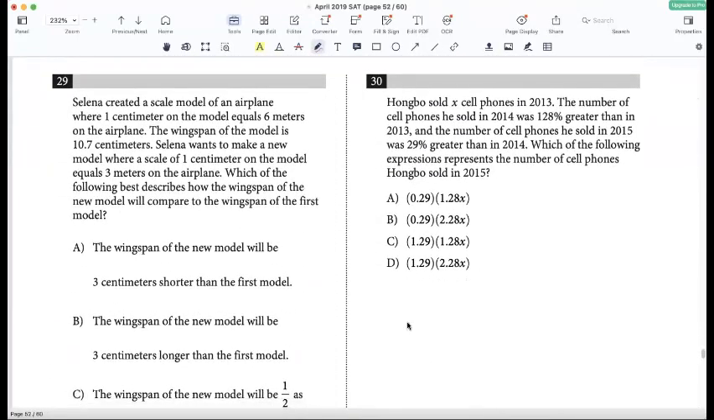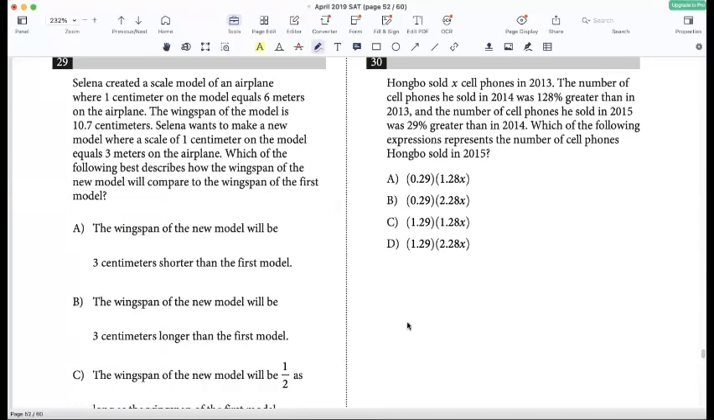Okay, Selena created a scale model of an airplane where 1 centimeter on the model equals 6 meters on the airplane. Okay, so 1 centimeter on the model is 6 meters on the plane. The wingspan of this model is 10.7 centimeters. So 10.7 centimeters is the model wingspan. So actual wingspan would be 10.7 into 6 in meters, right?